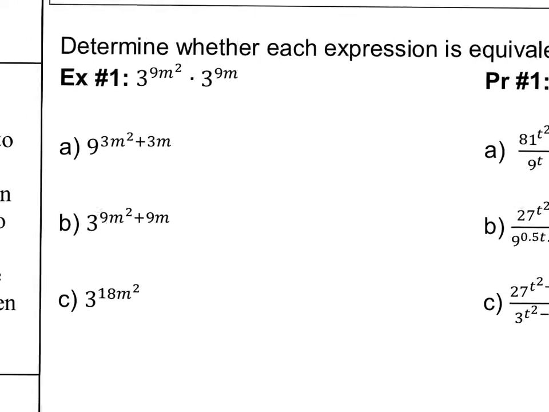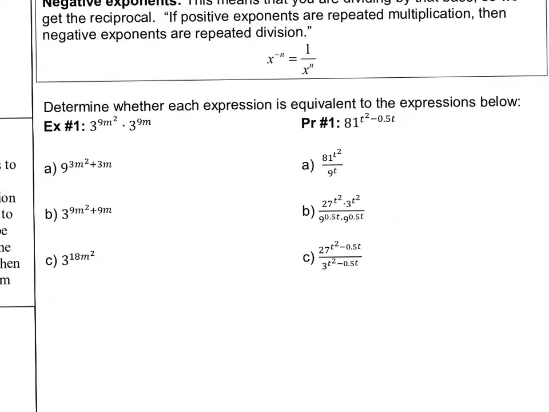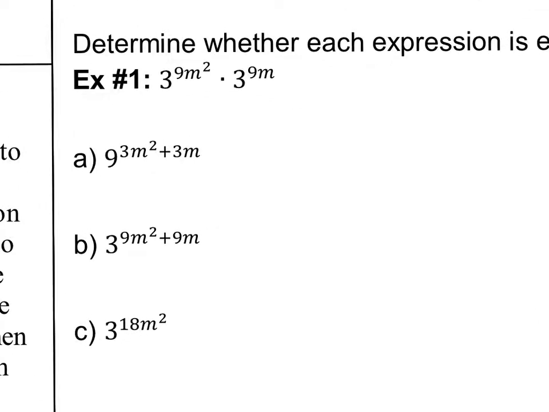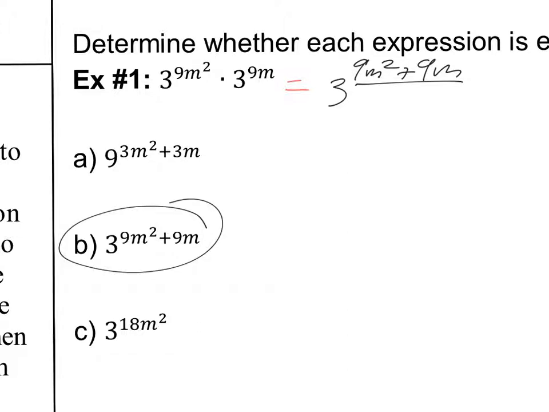So for example, I'm looking at this one. It says determine whether each expression is equivalent to the expression below. So the first thing I'm going to look at is which of my rules apply. And the first thing that I see is that I have common bases and I'm multiplying. So I'm just going to start writing the different ways that I can write this. I first of all see that I could write this as 3 to the 9m squared plus 9m. I'm just putting a line so you see that's all the exponent. And I could do that because they have the same base, and I could just add the exponents. That is one of my options, so I can go ahead and circle that. I know that's going to be it.